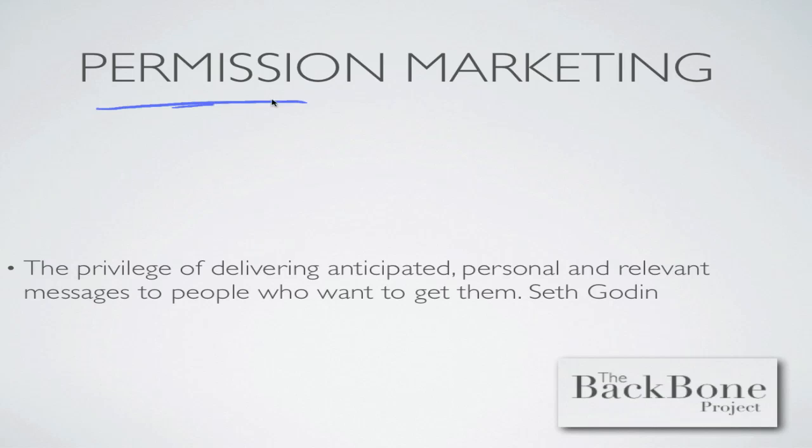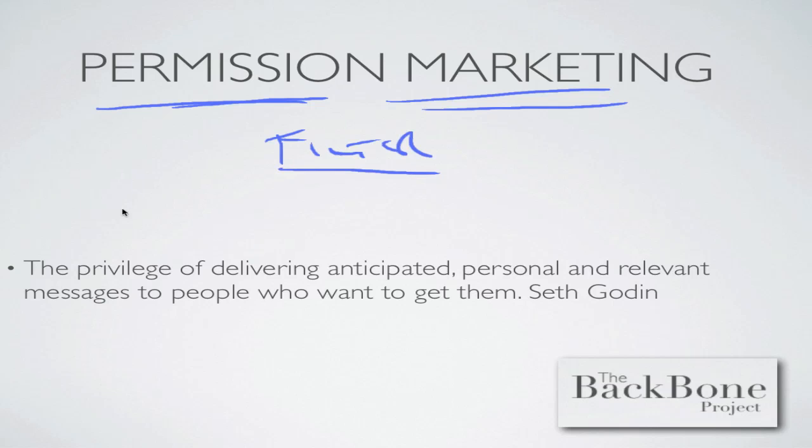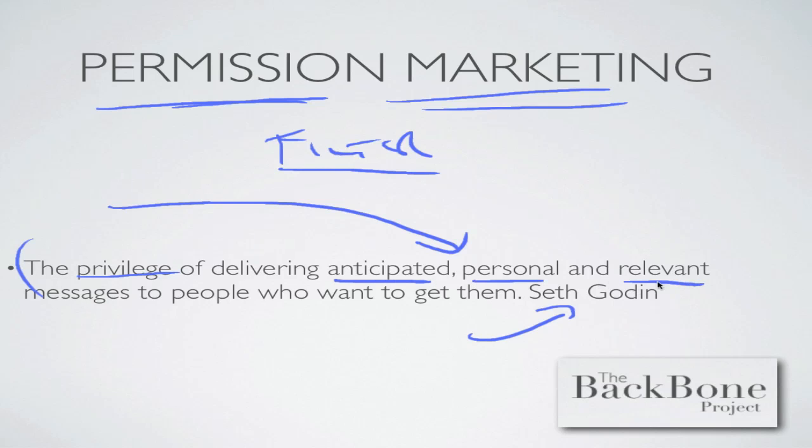Now, permission marketing, this is what we're really asking for. We're asking, using this filter process, we're asking for permission. And nobody said it better than Seth Godin. Said it brilliantly. He said the privilege, and that's what it is, the privilege of delivering anticipated, personal and relevant messages to people who actually want to get them. Because nobody wants spam. This is really powerful information.